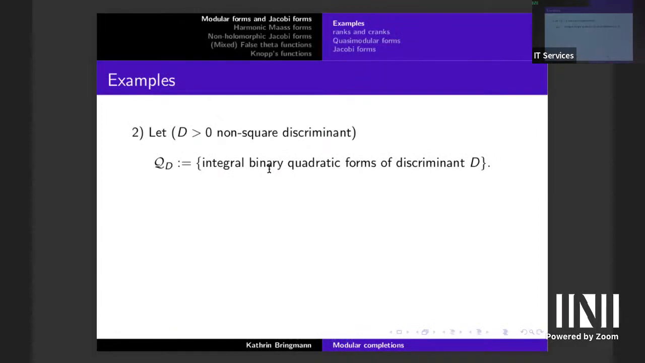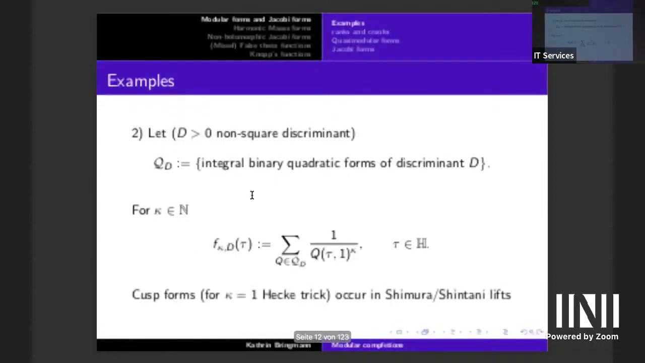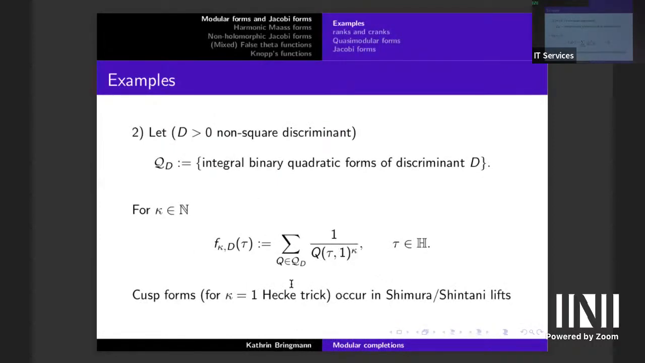Another class of functions I need, and those later relate to my functions of NORB, are related to binary quadratic forms. So I let Q sub D for a positive non-square discriminant be those integral binary quadratic forms that have discriminant D. And I can sum over all of those. And this is a function that's been studied, for example, by Zagier, and it's related to the Doi-Naganuma lift. And it turns out that this function is a modular form. It's a cusp form. And if kappa is 1, then you need to do the Hecke trick to also show it's a modular object.